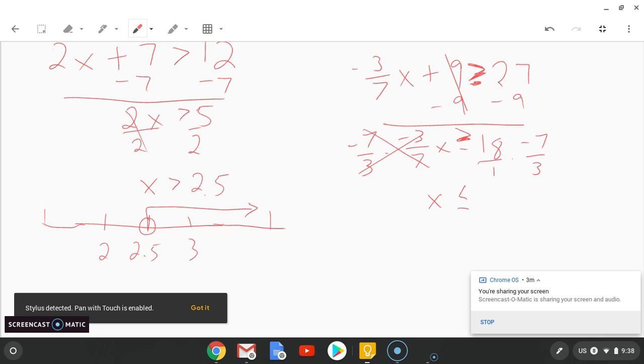Okay, so 18 times negative 7, and then divide it by 3, and we get negative 42. So I have x is less than or equal to negative 42. Again, I wanted to make sure and flip my inequality sign. When I'm graphing this on my number line, I don't have to have 0 in the middle, so I can put negative 42 in the middle, negative 41, negative 40. Going the other way, I'd have negative 43 and negative 44. This one's going to be a closed circle, and the arrow is going to go to the left.